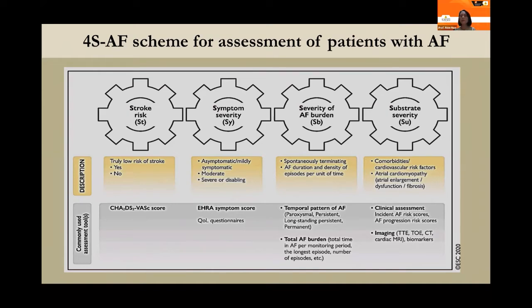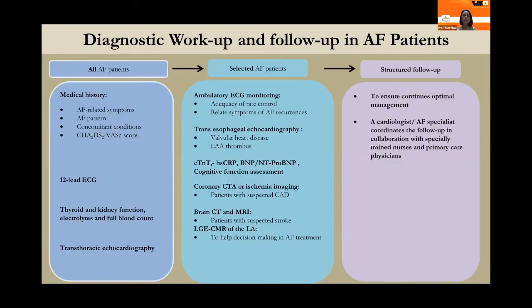transthoracic echo, transesophageal echo, or CT angiogram, and you can use biomarkers for the detection of left atrial cardiomyopathy. So for the basic knowledge of these 4S, in all atrial fibrillation patients the medical history should include the AF-related symptoms and AF pattern, and you can find out the concomitant diseases and conditions, and also calculate the CHA2DS2-VASc score for the prevention of stroke.